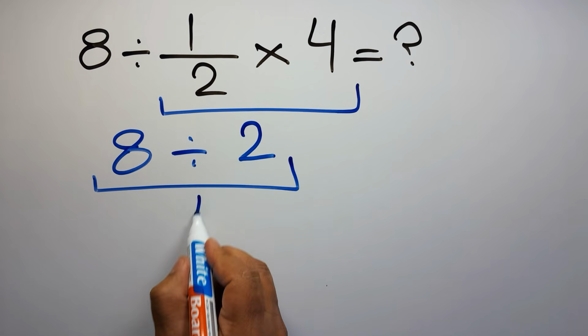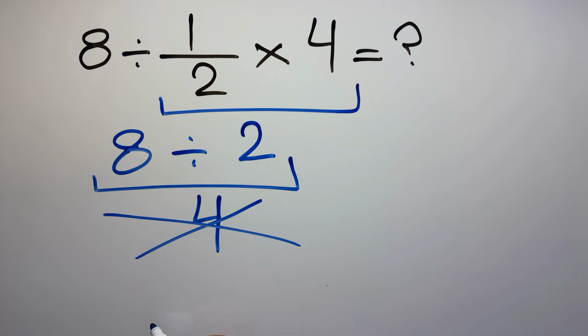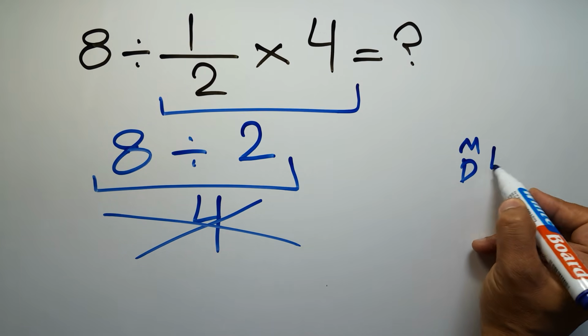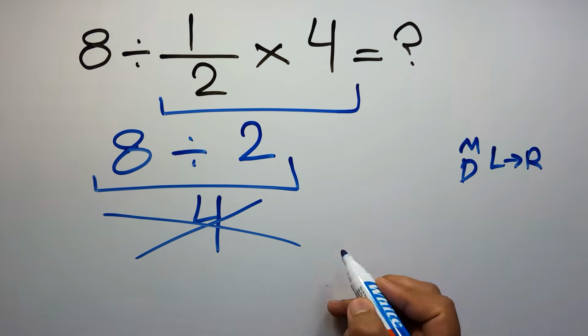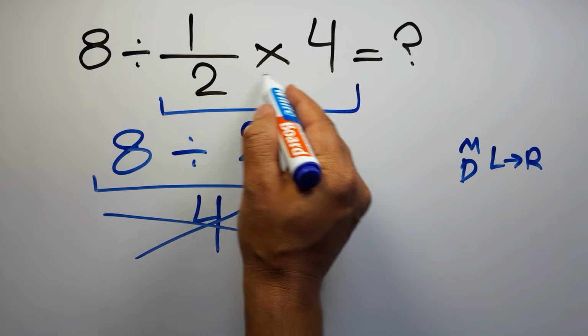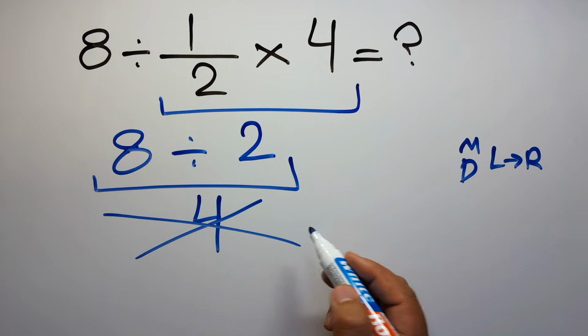which equals 4. But this answer is not correct because according to the order of operations, multiplication and division have equal priority and we have to work from left to right. So here, first we have to do this division, then this multiplication. If we do this multiplication before this division, it is wrong.